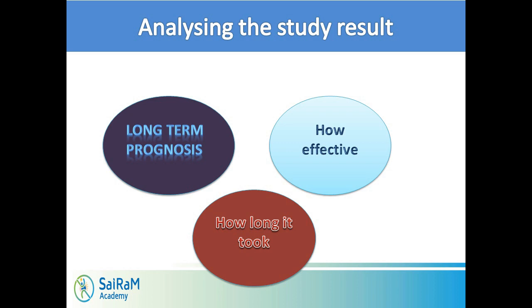So why I go for such an analysis is to analyze whether my intervention has resulted in a faster recovery in the pain management or in the functional recovery of the patient compared to the other group. So this gives the rate of improvement. So these three things are very important considerations for me when I'm analyzing the study results.